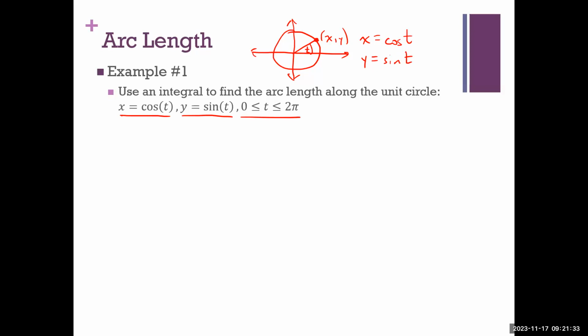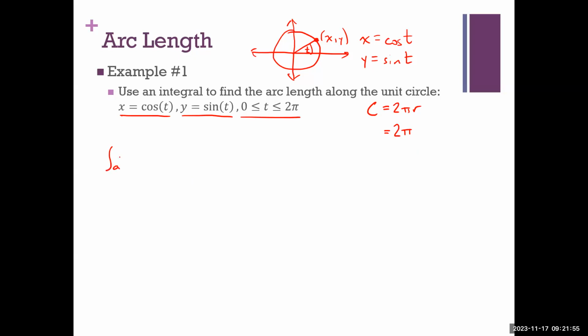What do you call the arc length around a circle? Circumference. How do I find the circumference of any circle? 2 pi r. What's the radius here? 1. So we're going to set this up using an integral, but we should get 2 pi when we're done, right? So let's set this up using an integral.